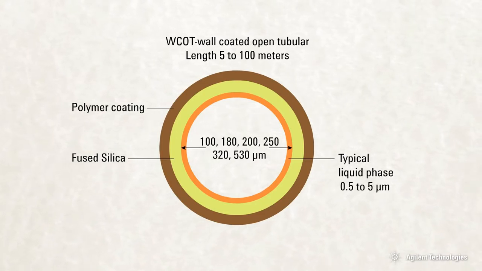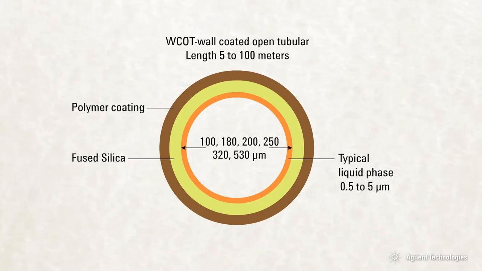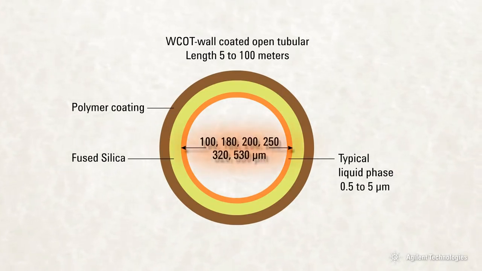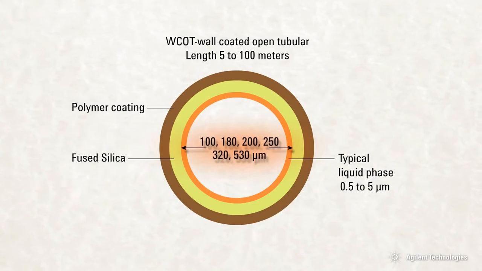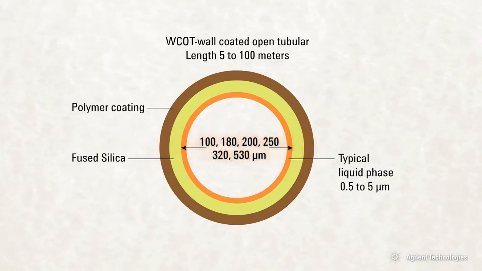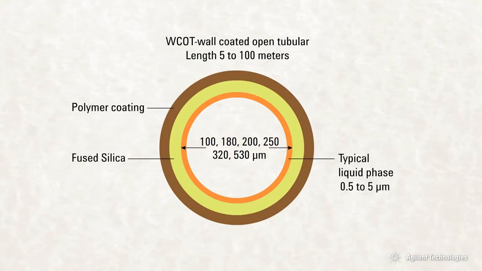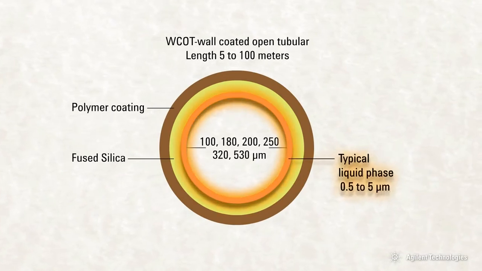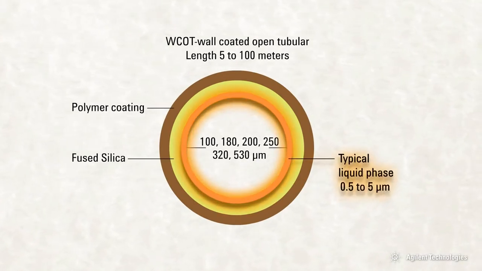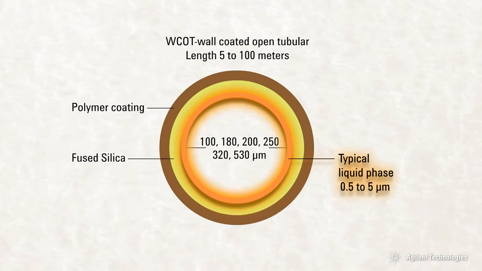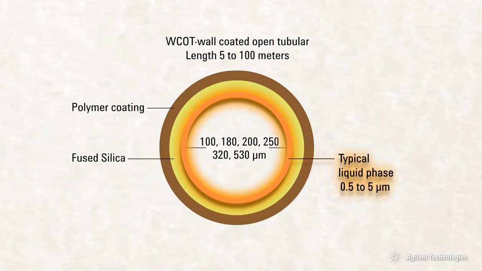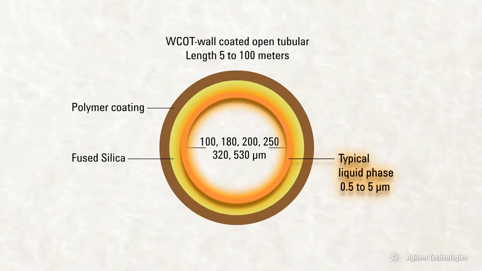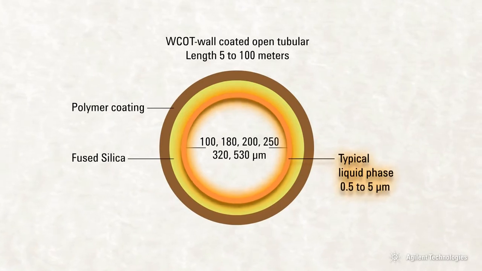Capillary columns are available in various sizes. The key dimensions and features are shown here. Internal column diameters are commonly 100 up to 530 microns. Column lengths can be 5 to 100 meters or even longer. This area is the liquid or stationary phase. This is where the chemistry occurs inside the column. The amount of stationary phase is indicated by the film thickness, which can be anywhere from 0.5 to 5 microns.